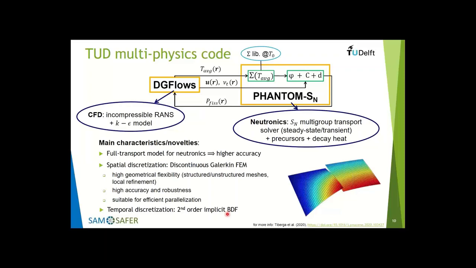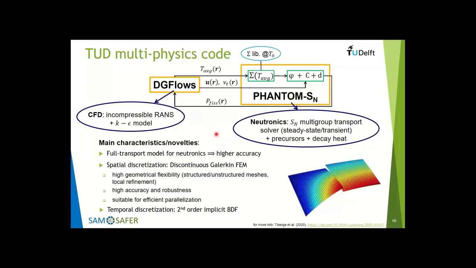the code implements a fully second order implicit backward difference formula scheme. This second order time accuracy is guaranteed by the fact that the fields exchanged between the codes are properly extrapolated to preserve the so-called non-linear consistency between the codes. So even if we iterate, we preserve the second order time accuracy.